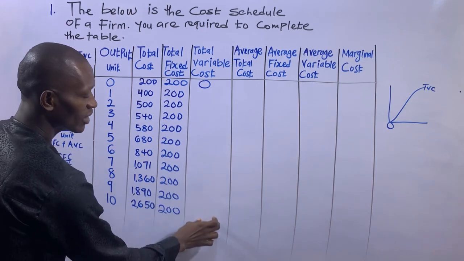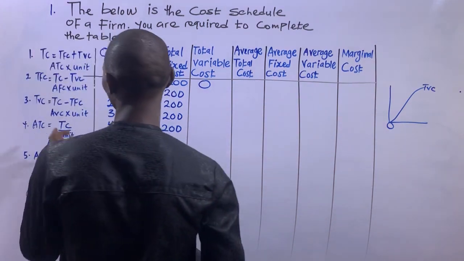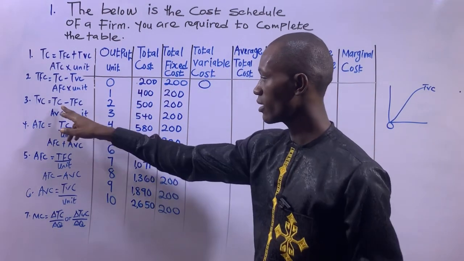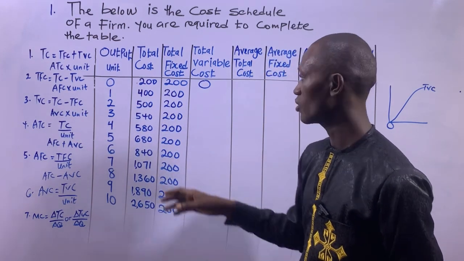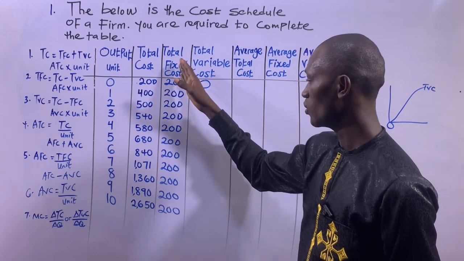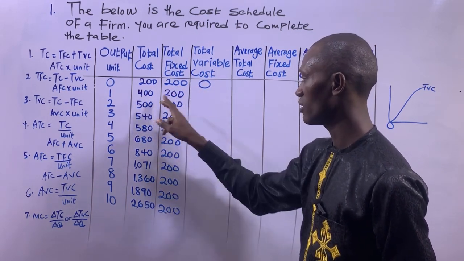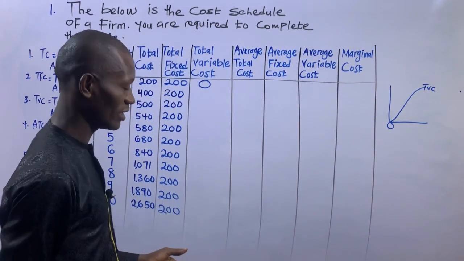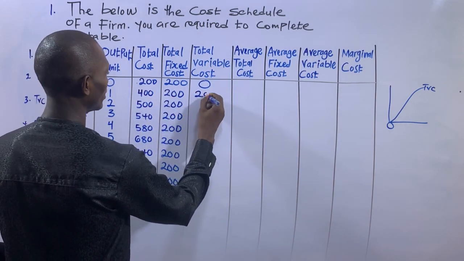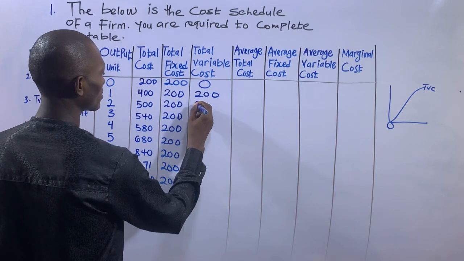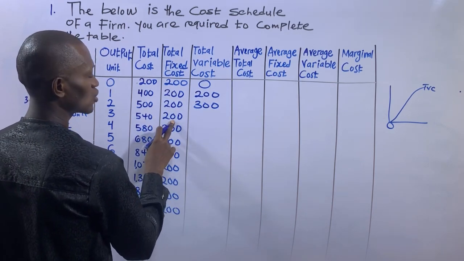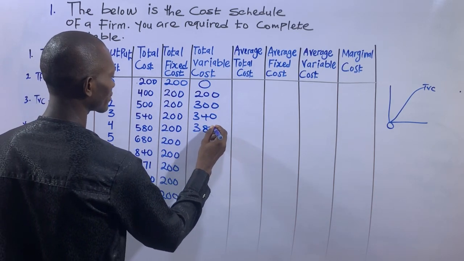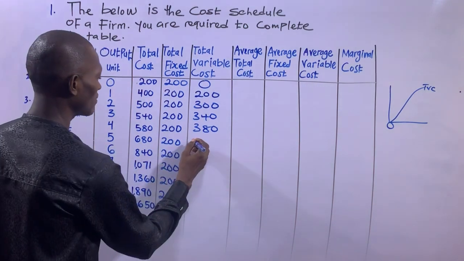And now we want to get our total variable cost. Like we've established, total variable cost is gotten by total cost minus total fixed cost. Since we've been given all our total costs, and we've gotten our total fixed cost, this minus this will give us this. So let's do that together. 400 minus 200 is 200. 500 minus 200 gives us 300. 540 minus 200 gives us 340. 580 minus 200 gives us 380. Then 680 minus 200 gives us 480.